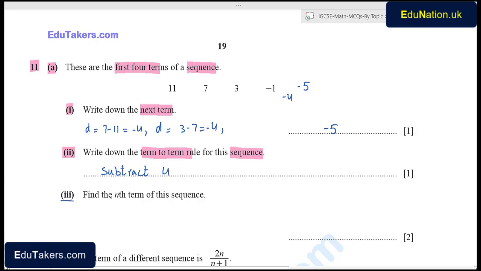Third part is find the nth term of this sequence. Then by using a1 plus n minus 1 into d, the first term is 11 plus n minus 1 into common difference, which is minus 4, and this is equal to 11 minus 4n plus 4, which is 15 minus 4n.